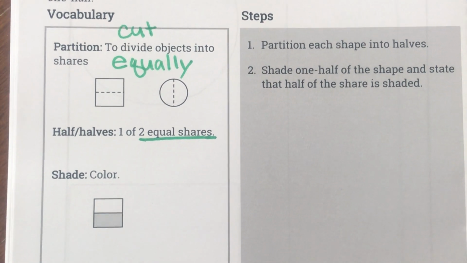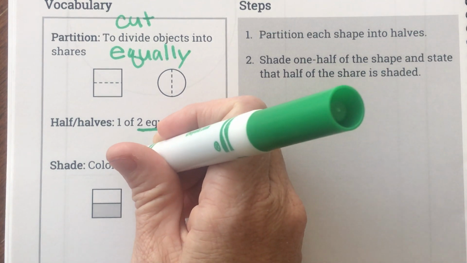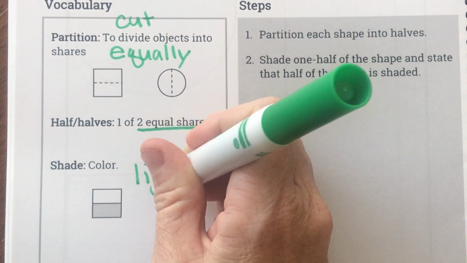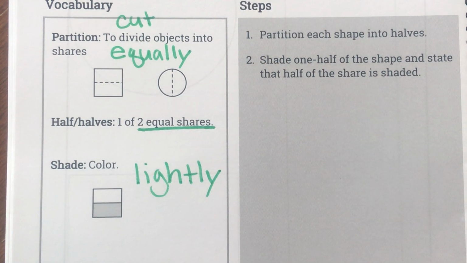And then our other vocabulary word today says shade. When they tell you to shade something, they want you to color it. Usually shade means though you're going to color it lightly. So if I shade something, it's not going to be really dark. It's going to be really light.